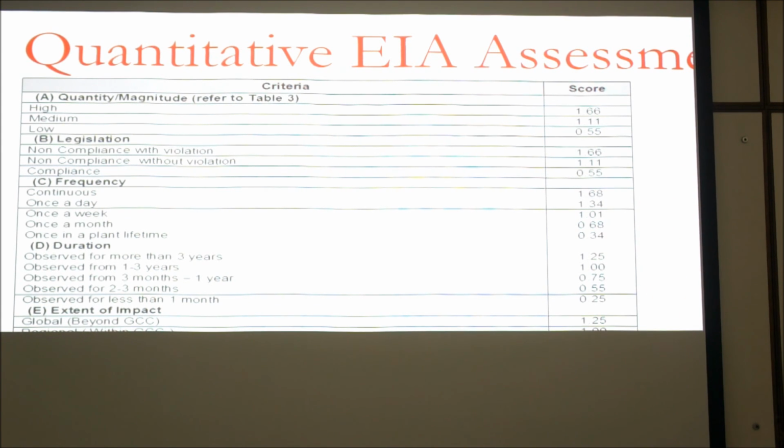Legislation, you could be in compliance, non-compliance, and sometimes partially non-compliance. Frequency, it could be continuous, once a day happening activity, more than that, less than that, the frequency you have to be rating. Duration, if it happened, it's going to be for so much time. It's going to be maybe continuous, maybe once a day, maybe less frequency.